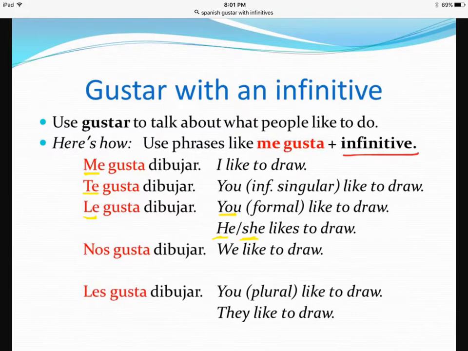And the way we clarify that is with our clarifying phrase, which they didn't include on this page. But remember, that's just a plus a subject pronoun. So either a él, a ella, or a usted, as a clarifying phrase. But we're going to look at that again in a minute. Nos gusta would mean we like to draw. Les gusta dibujar can mean you all like to draw, or they masculine or mixed like to draw, or they feminine like to draw.